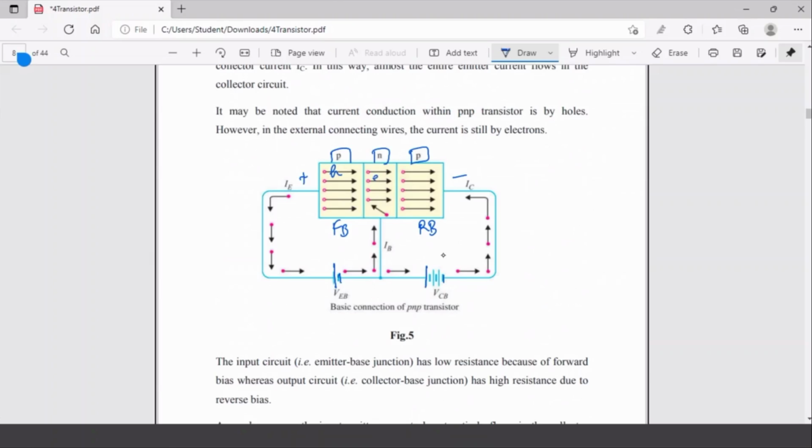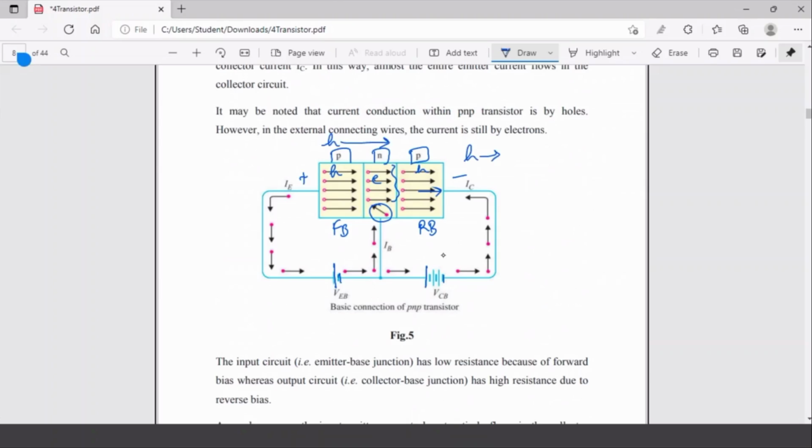And what will happen? In N we will have electrons. Since the base is very lightly doped, a similar thing will happen. So 95% of holes are actually reaching. You can see here only 5% of them will combine. The remaining 95% or more actually reach the collector here, the holes.